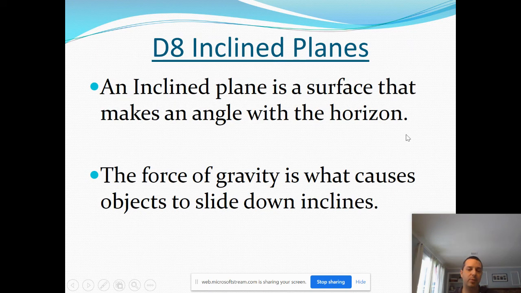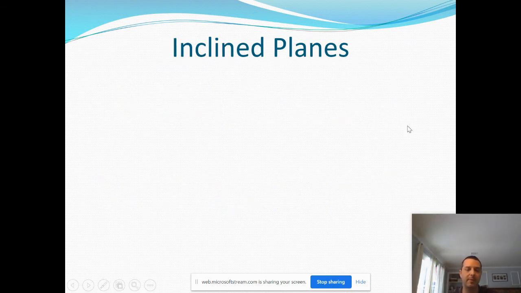It is actually gravity, or the weight of an object as it lies upon an inclined plane, that causes it to roll or slide down that surface. And what we're going to look at today is trying to figure out how we can determine the motion of objects on inclines and how gravity is what drives it down there.